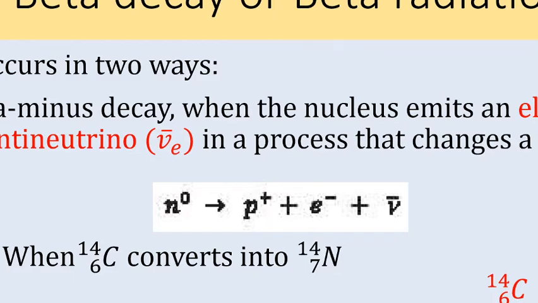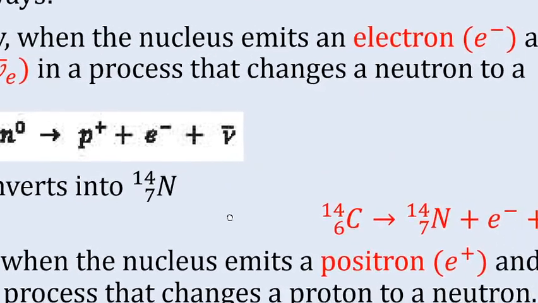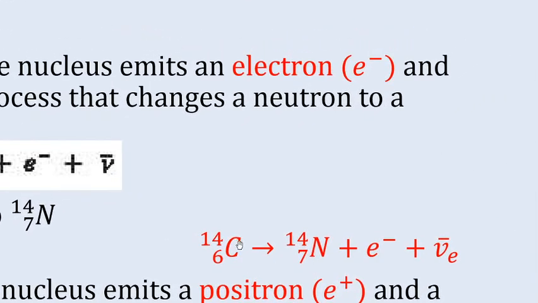As an example of this process, carbon-14, a radioactive isotope of carbon, converts into nitrogen-14. Carbon-14 is the unstable isotope of carbon, but nitrogen-14 is the stable isotope of nitrogen. When it converts like this, the process is called beta minus decay. A matter to notice is that carbon has proton number 6, but nitrogen has proton number 7. So we see that a proton is added.